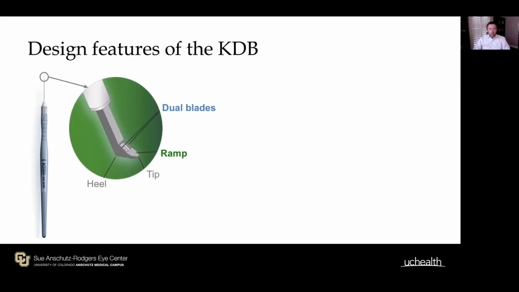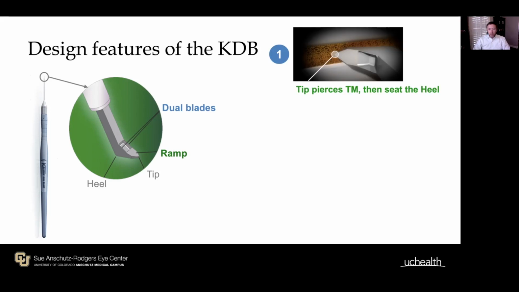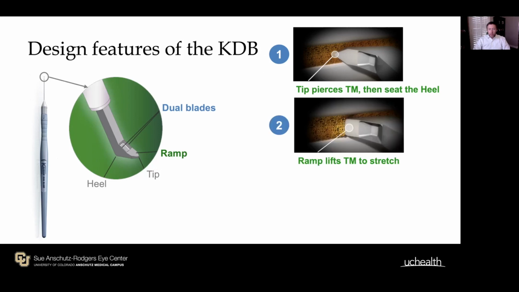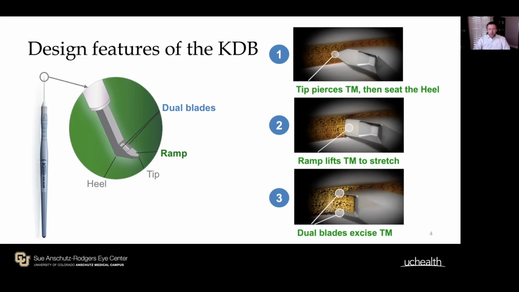There's a few key design features of the Kahook dual blade. First off, the sharp tip of the device is designed to pierce through trabecular meshwork, allowing you to seat the heel or foot plate of the device within the canal. The ramp then lifts the trabecular meshwork and feeds it up to the dual blades, which create parallel incisions, allowing you to excise the trabecular meshwork.